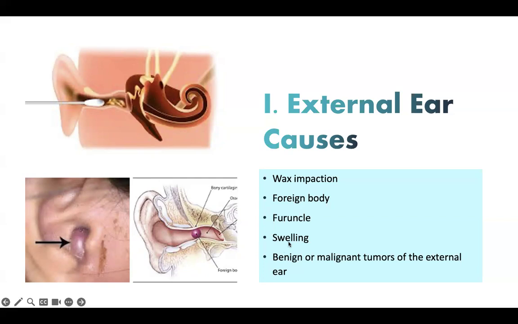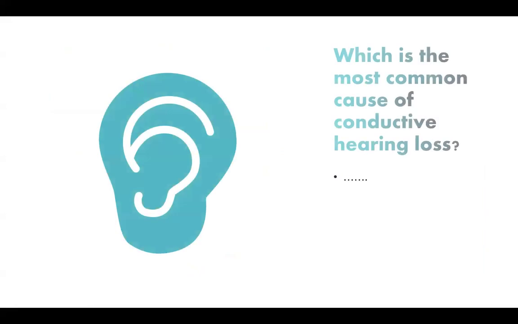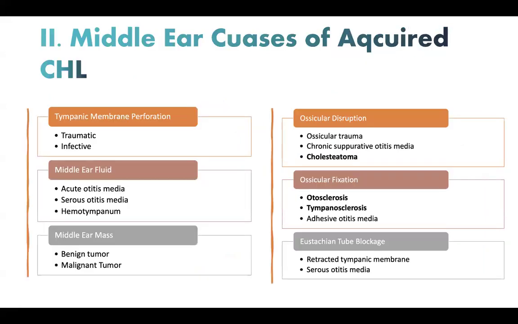And then any swelling in the external auditory canal or the external ear can be causing hearing loss, because there would be a blockage of the transfer of the sound waves down to the cochlea due to the swelling. And then any benign or malignant tumors of the external ear, again the same mechanism or idea of swelling. The most common cause, as we said, could also be the wax impaction, at least in my practice and in our country. Now we come to the middle ear causes of acquired conductive hearing loss.